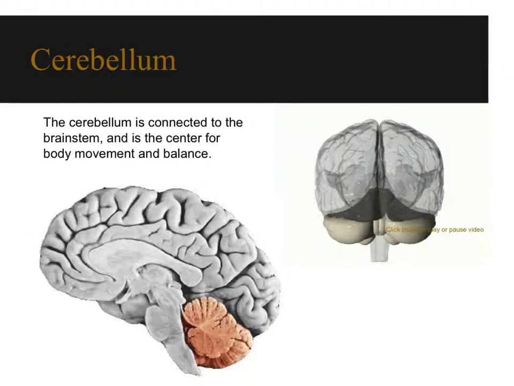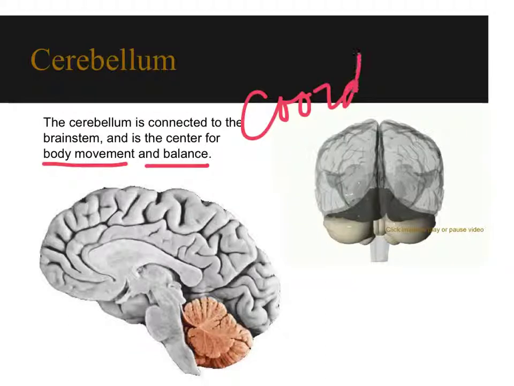Finally, the last anatomical region of the brain that we'll talk about is the cerebellum. The cerebellum is simply important for body movement, balance. It is important for coordination.